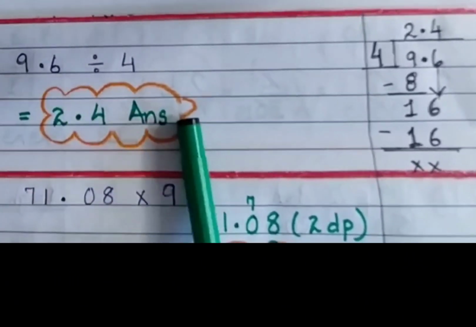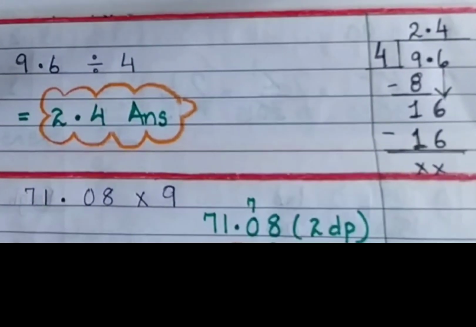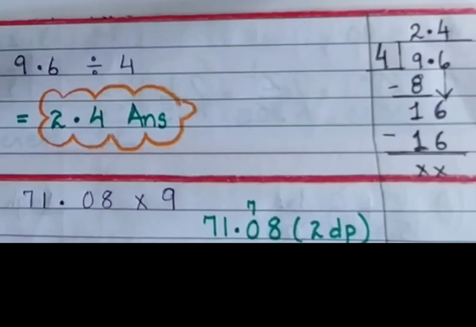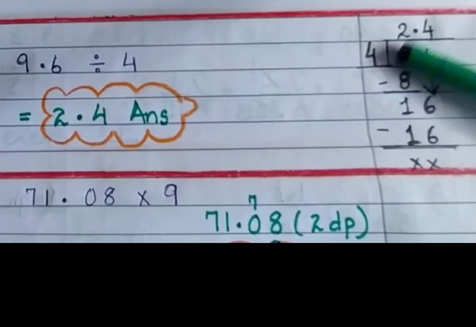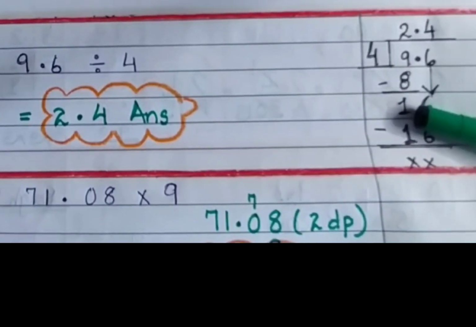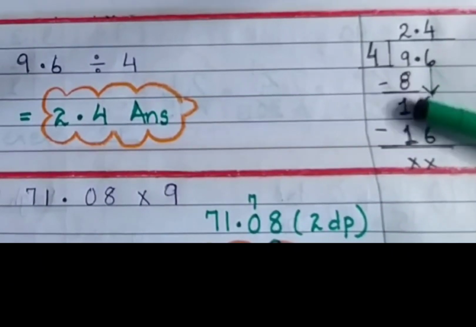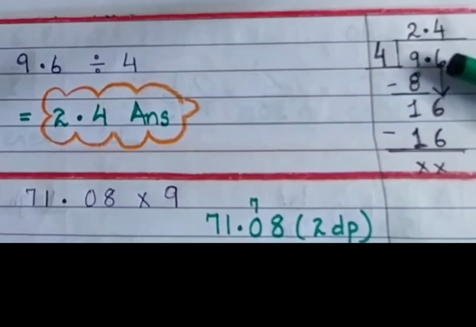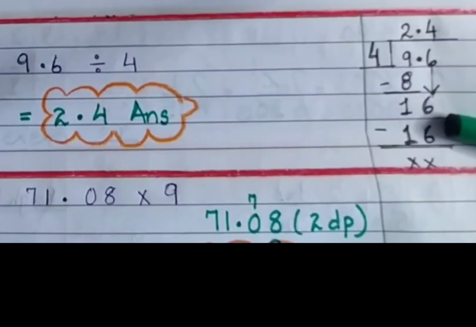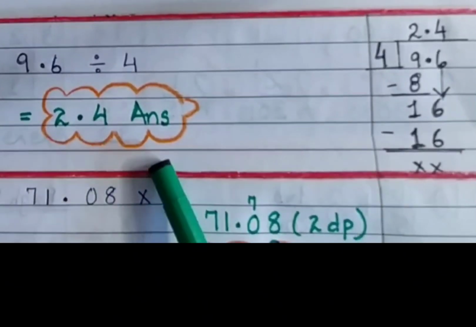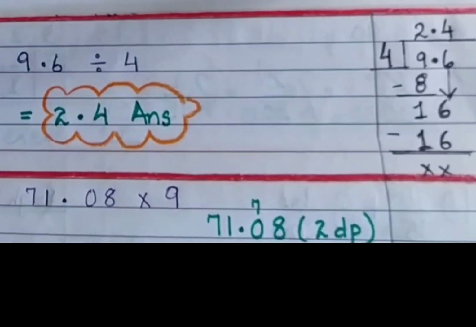Have a look at the third question. 9.6 divided by 4. How will you do this question? Simple. I have done this already. 9.6 divided by 4. 4 2s are 8. 1 remains. You get 1 here. Before you bring the 6 down, put the decimal point up. 4 4s are 16. And here we have the answer as 2.4.